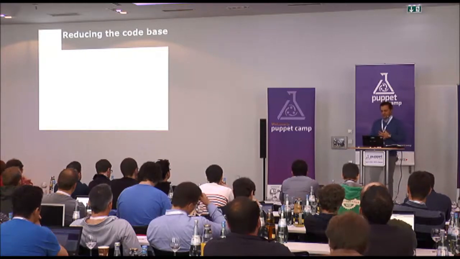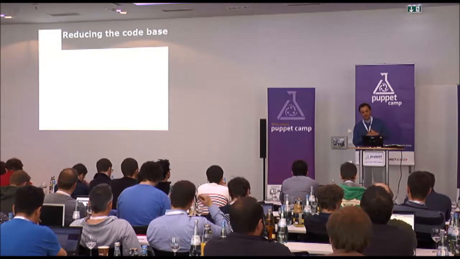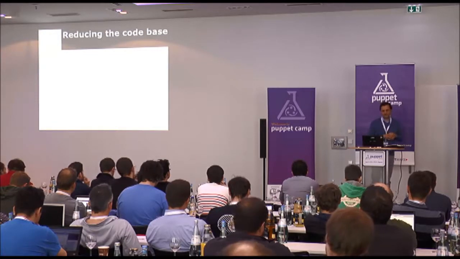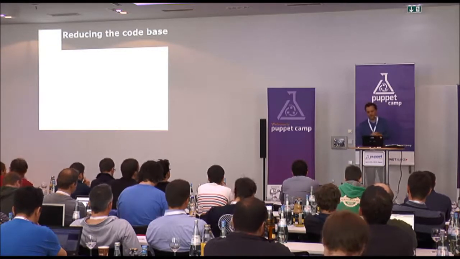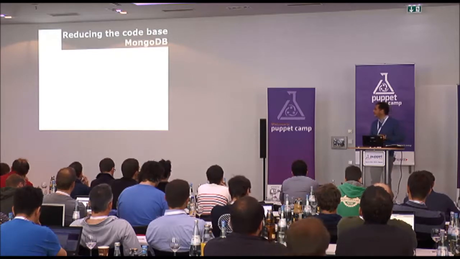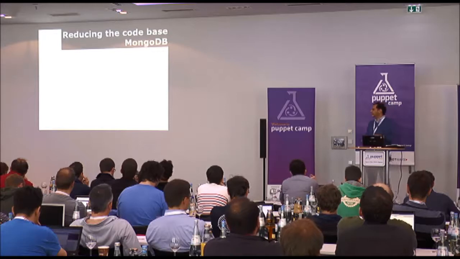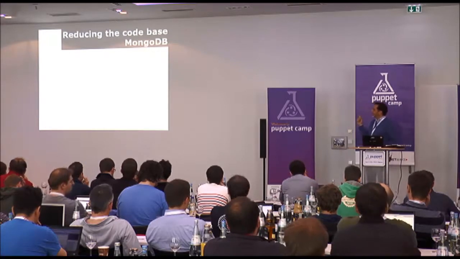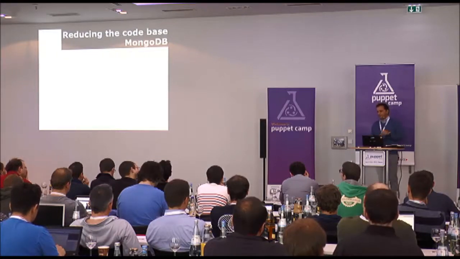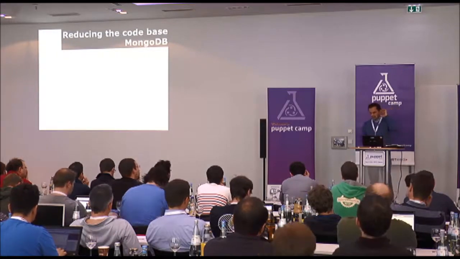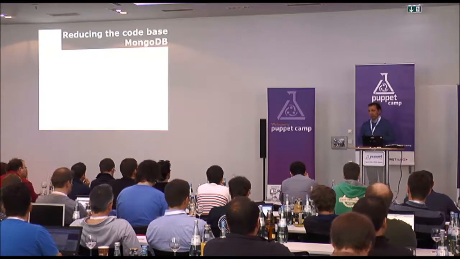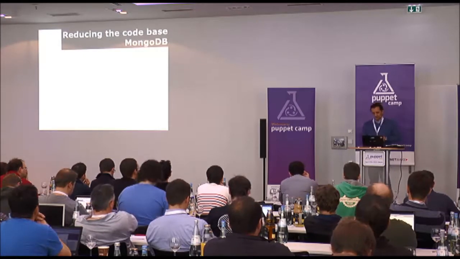Now I'm going to move on to let you know how we reduced our own code base since we started like 4 years ago or something. It involved going through what is available on the Forge. I'm going to show you this example, the MongoDB, which is a very important part of our infrastructure, and it's where we reduced most of our code base.